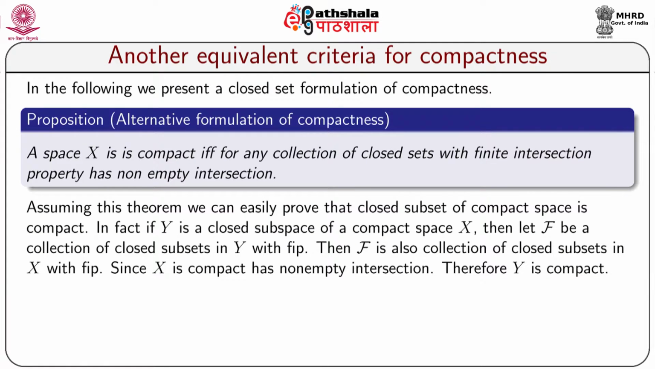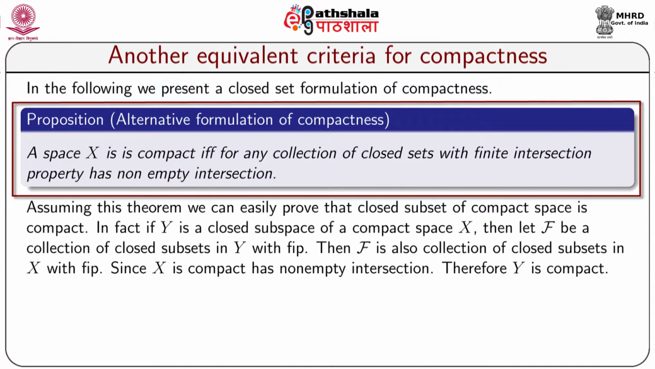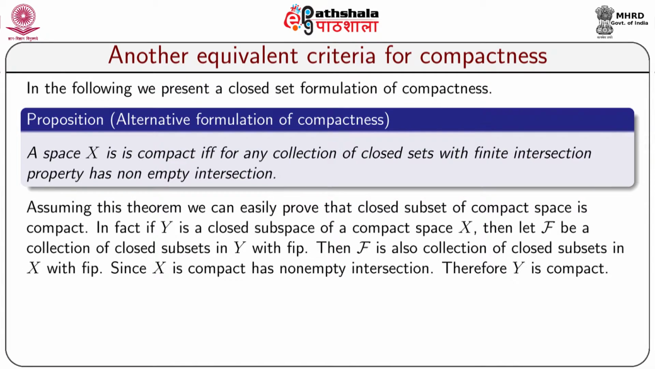Next, we shall present another important criterion for compactness in terms of closed sets. Theorem: a space X is compact if and only if any collection of closed sets with finite intersection property has non-empty intersection. So, if we assume this theorem, it will be a very easy task to prove that every closed subset of a compact space is compact.